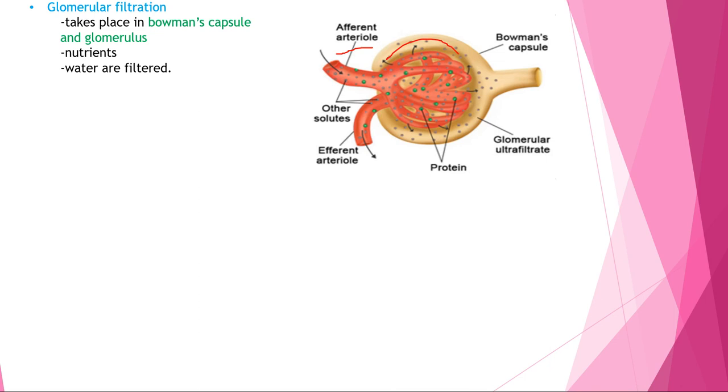First we will see the parts. This is a blind cup-like structure called the Bowman's capsule, and in this Bowman's capsule there is a fine network of blood capillaries which are grouped together to form a glomerulus. The blood enters into this glomerulus through the afferent arteriole, and due to the narrowness of the efferent arteriole, a pressure is created in this network. Due to this pressure, filtration starts taking place in the glomerulus. The nutrients along with the water are filtered in this glomerulus, and it is pumped back into the Bowman's capsule.